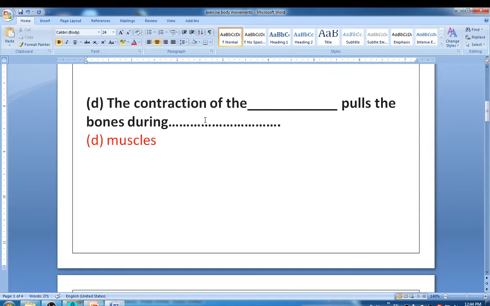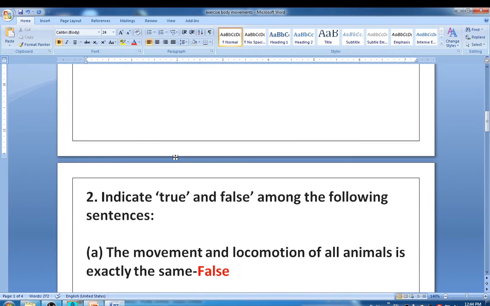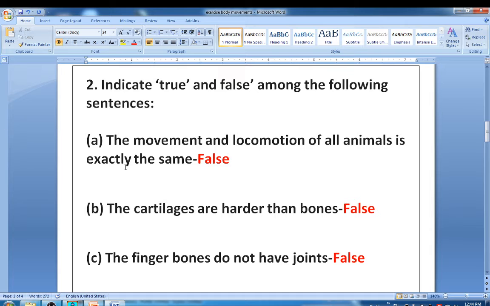Then, the contraction of the dash dash pulls the bones during movement. So the contraction of which part pulls the bones during the movement? There is a contraction in muscles. So the answer is muscles. With the help of the contraction of the muscles, the bones are pulled during the movement. Understood?